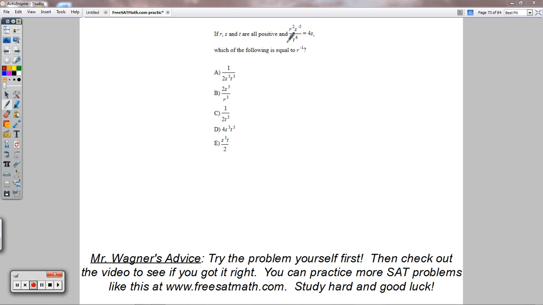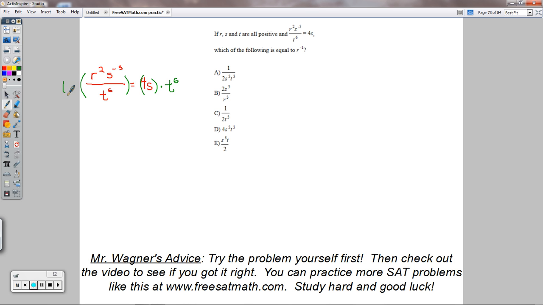So let's solve for r first of all, and then we can take the reciprocal of that to get r to the negative 1. So let's figure out what we got here. We've got r squared times s to the negative fifth all divided by t to the sixth equals 4s. First thing I would say to do here would be to multiply both sides by t to the sixth.